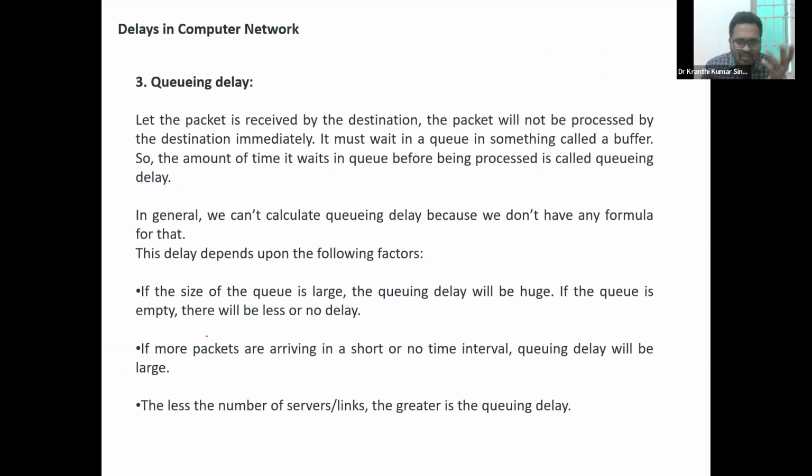Okay. So these are the possible problems. In general, we can't calculate queuing delay because we don't have any formula for that. If the size of the queue is large, the queuing delay will be huge. If the queue is empty, there will be less delay. So if more packets are arriving in a short or no interval of time, queuing delay will be large.